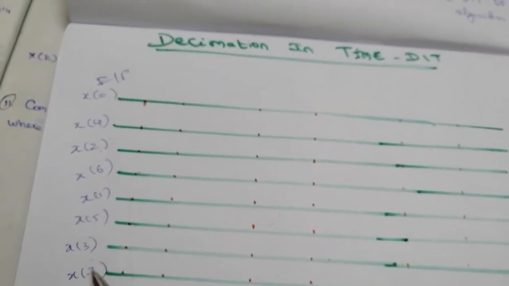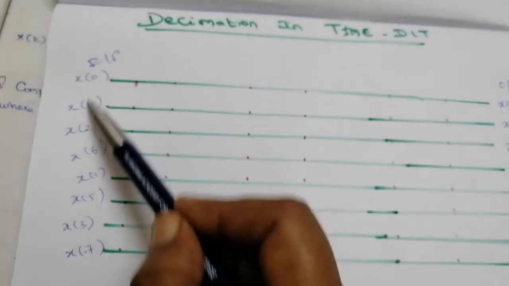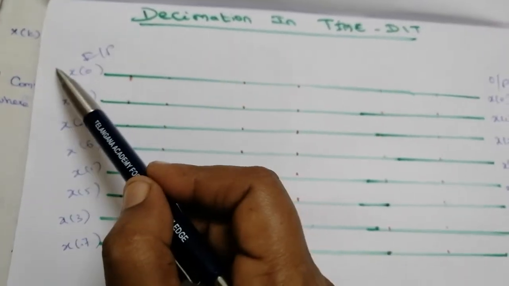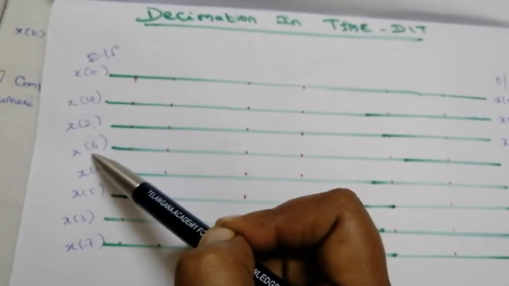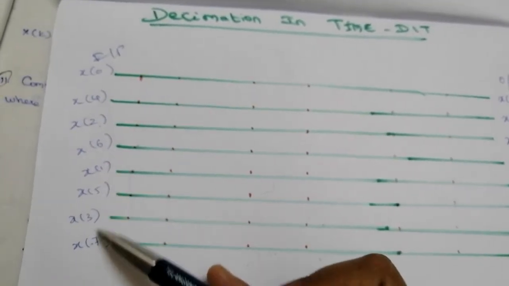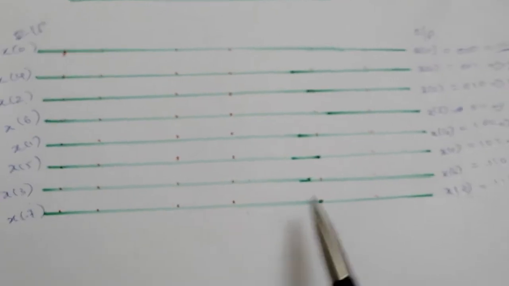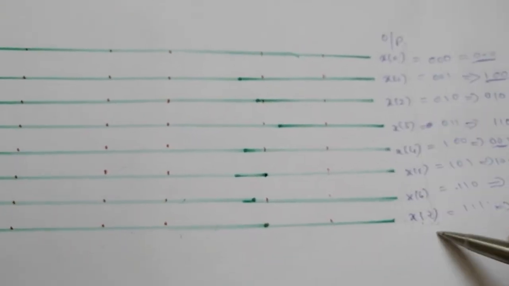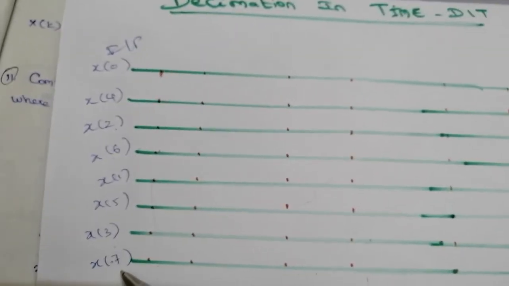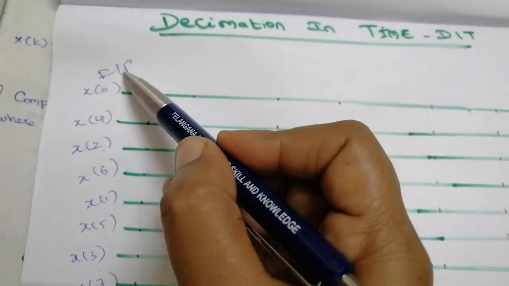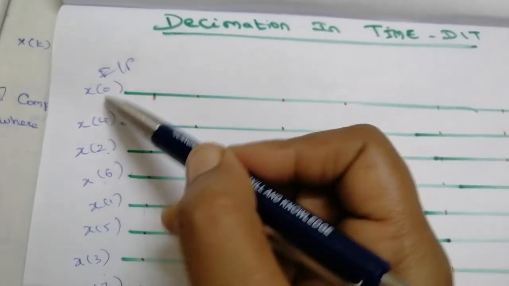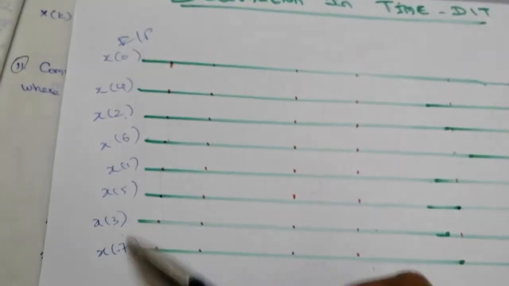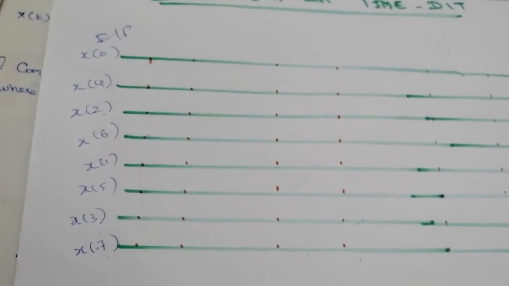So you can simply remember that for the input side, the first 4 lines are the even lines, that is x of 0, x of 4, x of 2, x of 6. The next 4 lines are 1, 5, 3, 7. So in a DIT problem, first draw the 8 parallel lines, then on the RHS write the output sequence in normal order 0 to 7, and on the LHS write the input sequence in bit reversal order, that is 0 4 2 6 1 5 3 7. This is the first step.